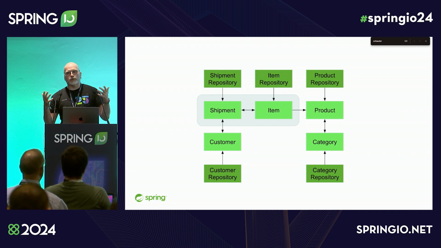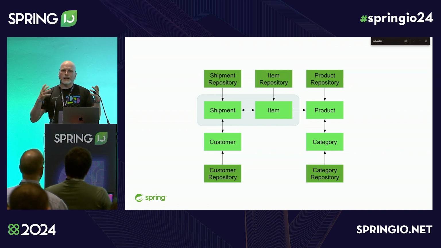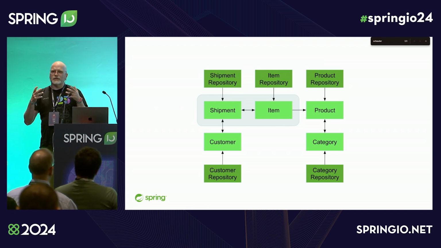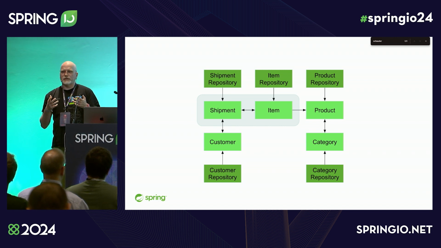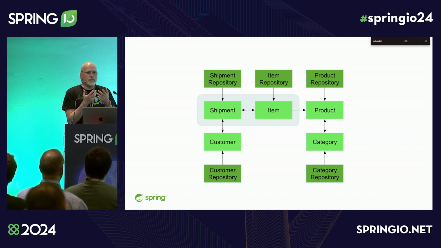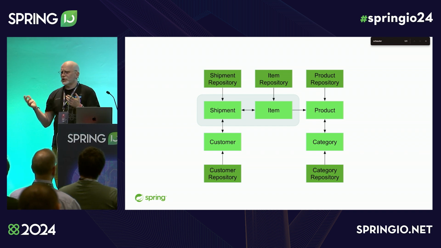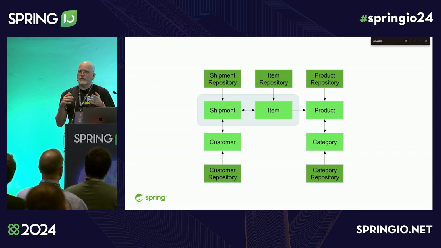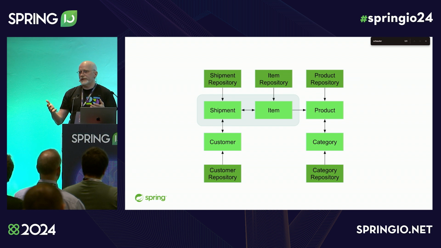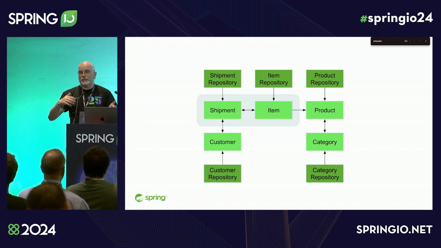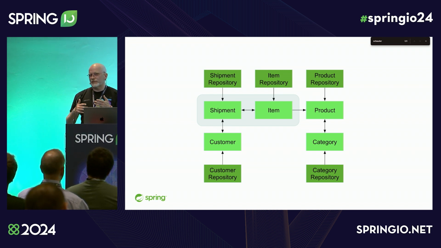The thought process here is, can these things exist independently? I can't imagine a shipment that doesn't have a customer. I can't really ship that probably, but I can do a lot of things. I can validate it. I can start picking that stuff. I can't just really ship it.